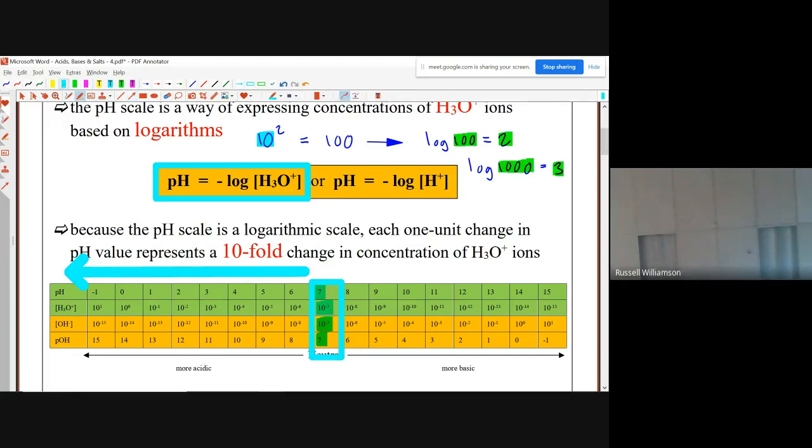So if we have a hydronium concentration of 1 times 10 to the minus 6, we have a pH of 6. 1 times 10 to the minus 5 is 5, and so on. Now here's where it's kind of weird. Larger concentrations of hydronium means a smaller number for your pH. So smaller number means more. This is really important that you understand this. A smaller pH number means more hydronium.